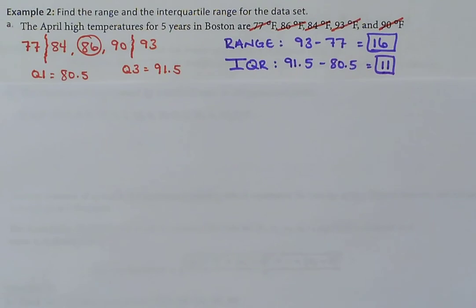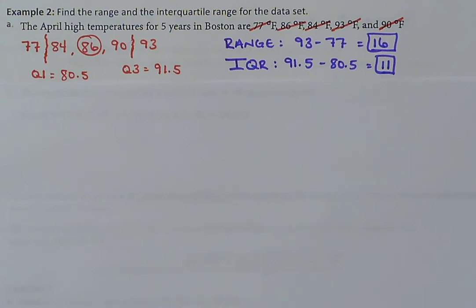And that is how we're going to find the range by taking the largest number and subtracting the smallest, and finding the IQR by taking the first and the third quartile and subtracting them. And that is how we're going to do example 2. So that is part A. I do want to take a look at part B just to give us another example to reference.